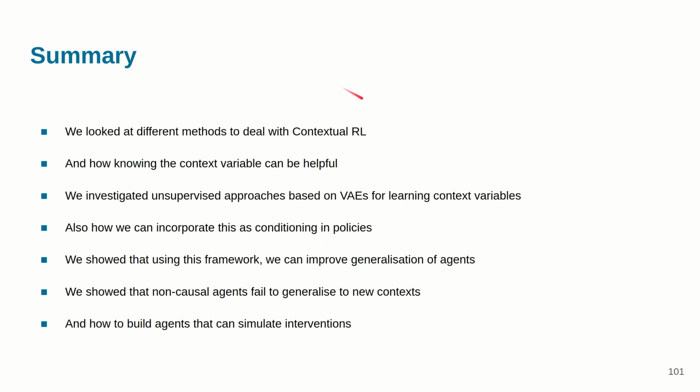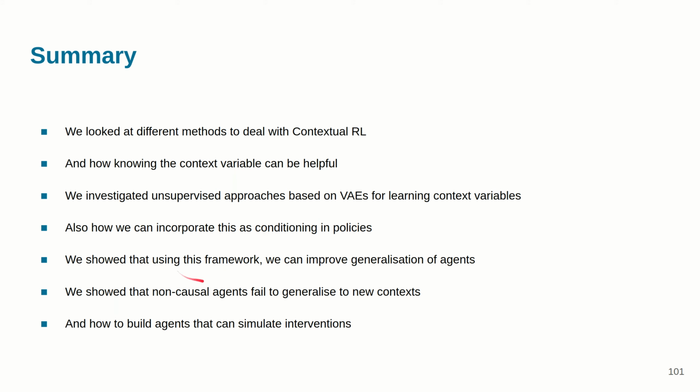So in summary, in this talk, we had a look at different methods that deal with contextual reinforcement learning, and we also talked about how knowing the context variable can be helpful and how we can use unsupervised learning approaches to learn context variables, and further how we can incorporate these as conditional vectors in policies and learn conditional policies. And finally, we showed that using this framework, we can improve generalization of agents in the contextual reinforcement learning setting.